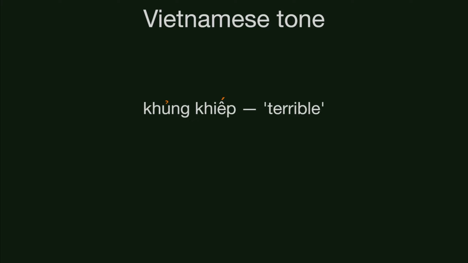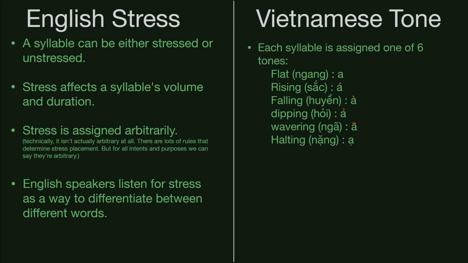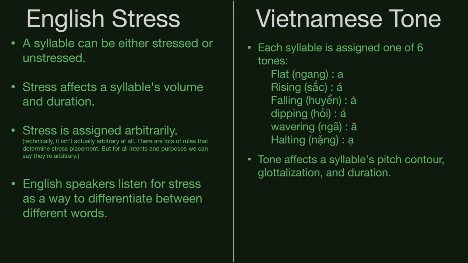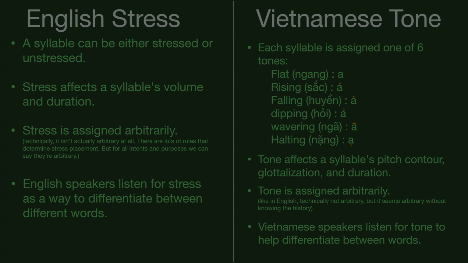Getting back on topic though, let's go back to the slide where I was comparing English stress and Vietnamese tone. In Vietnamese, each syllable can be assigned one of 6 tones, which for our purposes we'll call flat, rising, falling, dipping, wavering, and halting. Secondly, a tone affects a syllable's pitch contour or pitch melody, a thing we call glottalization, and its duration. Like in English, Vietnamese tones are assigned arbitrarily, and also like in English, the Vietnamese speakers listen for tones in order to distinguish between different words.